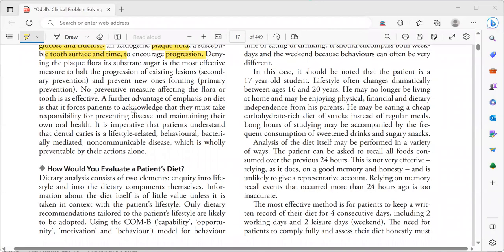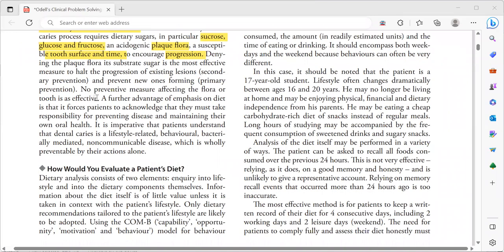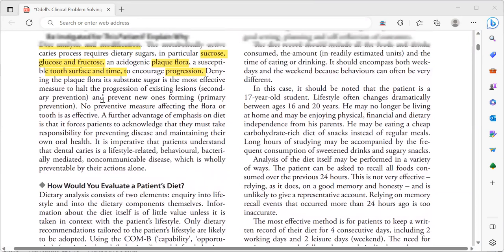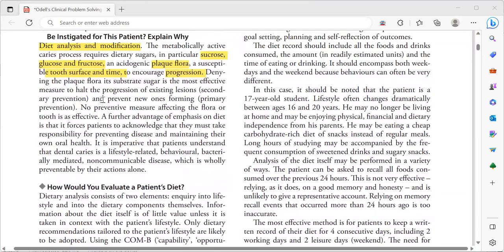Okay, then no preventive measures affecting the flora or tooth is as effective. A further advantage of emphasis on diet is that it forces patients to acknowledge that they must take responsibility. So whenever we are managing decay, it should always be a two-way process. We are doing the fillings for the patient, and we are doing some preventive measures like fluoride varnishes and fissure sealants. But from the patient also we need his contribution in taking a healthy diet.